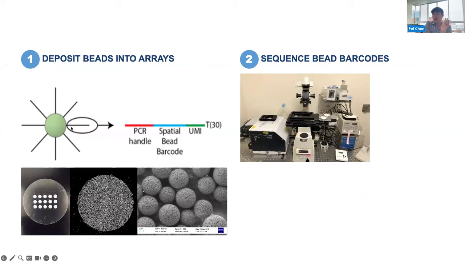And these oligos, you can think of them as having some set sequence where you might have a handle, a poly T if you want to capture mRNA, and then this thing called a spatial bead barcode. That's what's actually important. It's a unique sequence of A's, C's, G's, and T's that's unique for each bead, but different between beads.